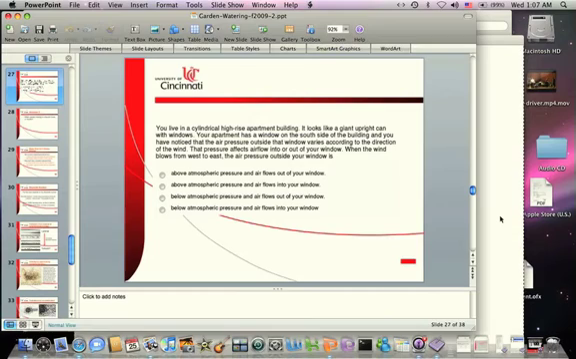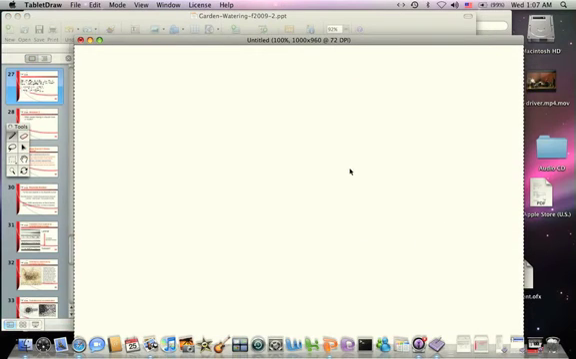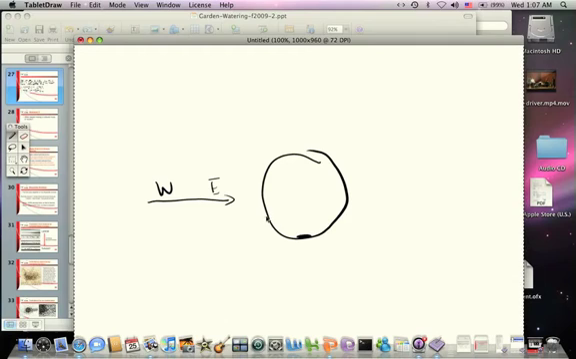So, here's the idea. Imagine that you have a building that looks like this, and you're sort of sitting with the window on the south side. The wind comes from west to east. And so when it comes to the building, it's got to go around the building, like so.